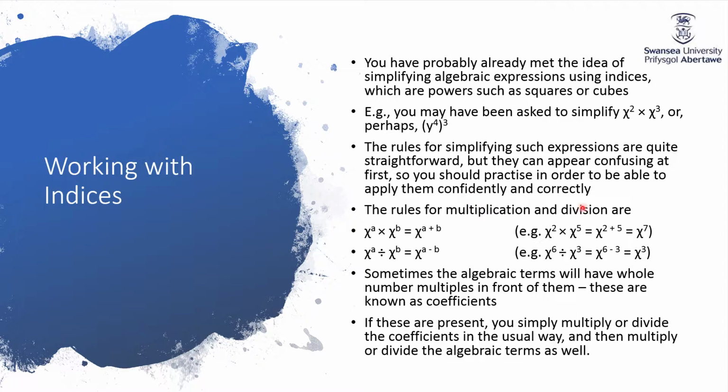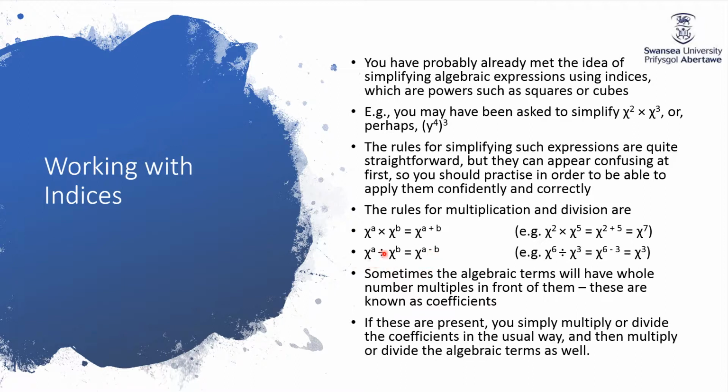The rules for multiplication and division are as follows, much like we covered in the previous part of this lecture. So x to the power of a by x to the power of b equals x to the power of a plus b. Here's an example. X squared by x to the power of 5 is the same as writing x to the power of 2 plus 5, which is the same as writing x to the power of 7. So when multiplying, we add the indices.